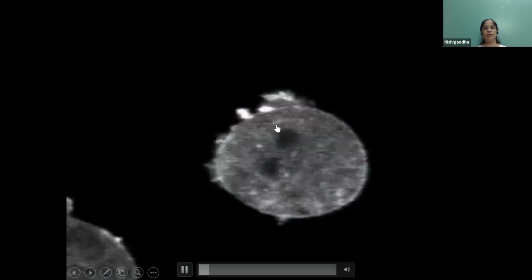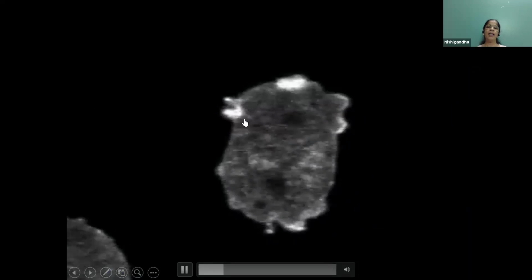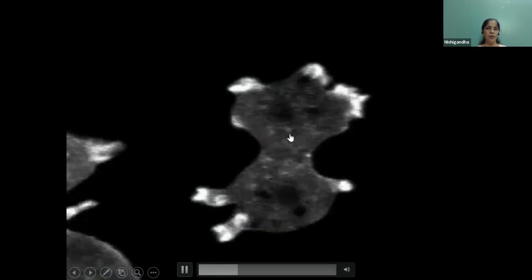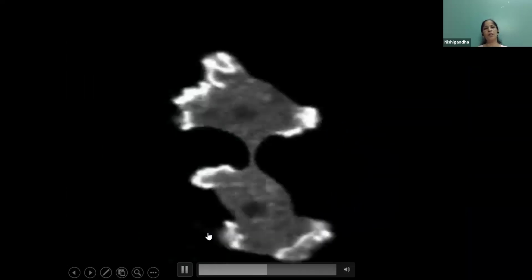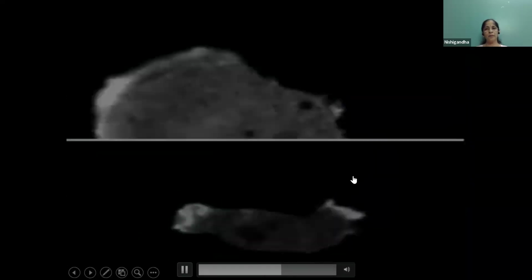And this is a coronin, which is GFP labeled again. And at the time of cell division, whether it's into 2 cells or 4 cells, it is always at the opposite poles that you see coronin.